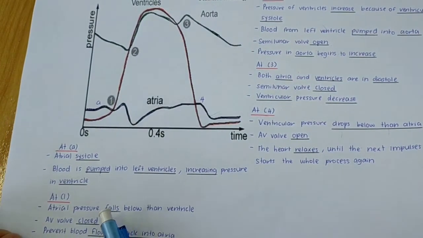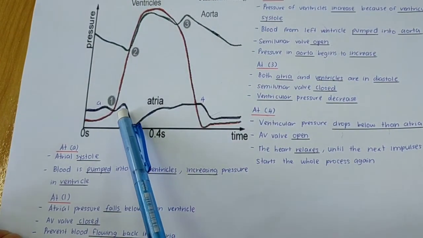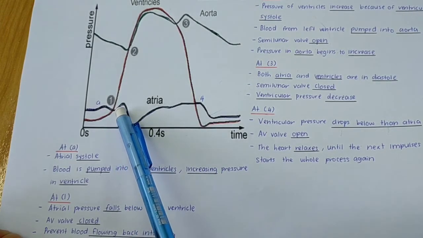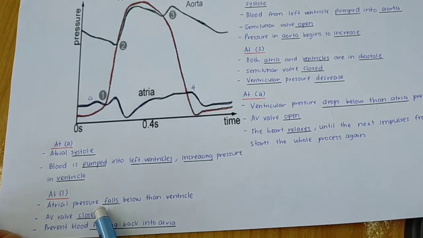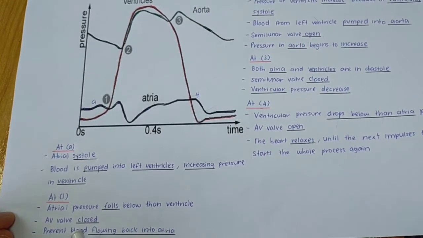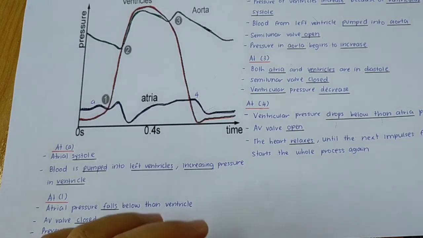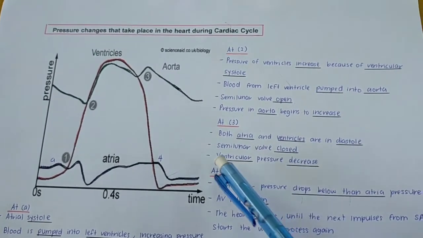So what happened at this time? Since the pressure of ventricle increases and is higher than the pressure of the atrium, the AV valve closes. Why does the AV valve close? It will prevent blood from flowing back into the atria. Remember, AV valve closure produces the lub sound, because there is a recoil of blood against the closed AV valve. And then next we look at 2.